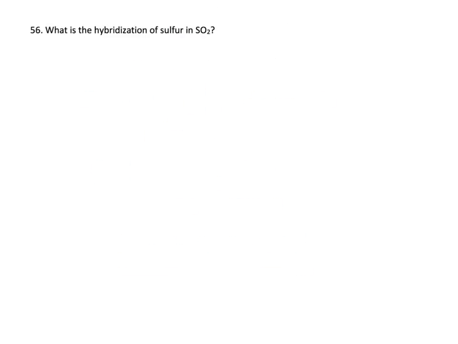What is the hybridization of sulfur in SO2? Again, we draw the Lewis structure. Sulfur, oxygen, oxygen. Our number of electrons is equal to 6 plus 6 times 2 is 18, minus 4 for the two double bonds is 14. Fill up the outer octets first. That took 12. We have 2 electrons left to go in the central atom, which is the sulfur.